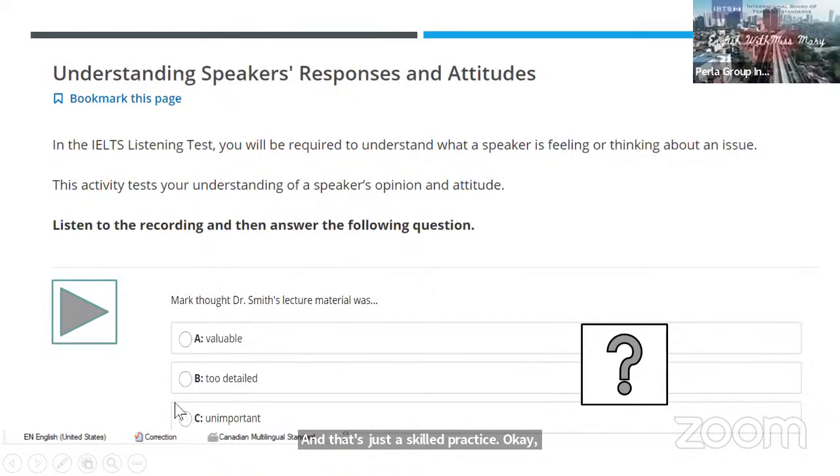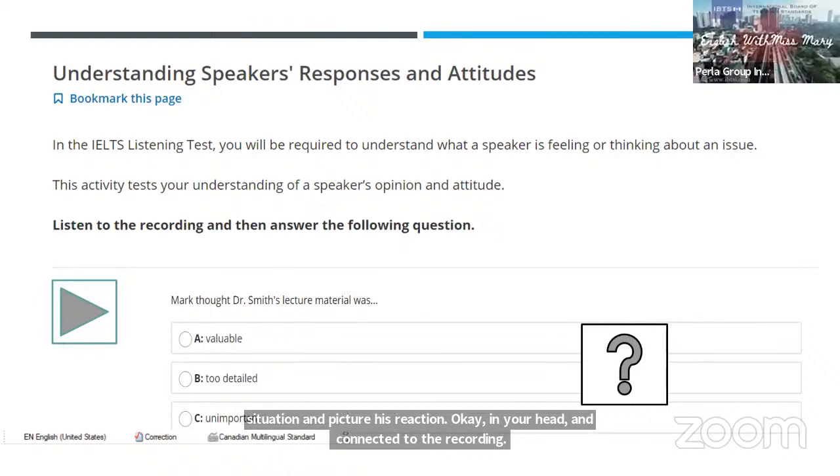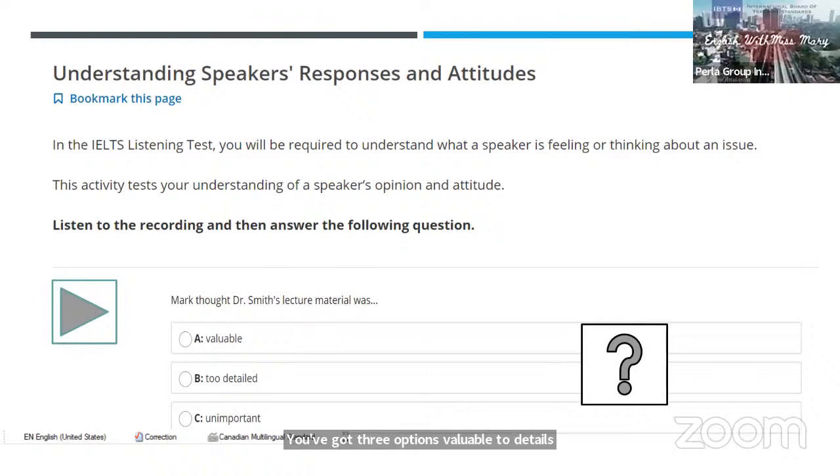As we said, last but not least, sometimes the answer is basically the attitude. So how the person reacted to that information. They will ask you, for example, what Mark thought Dr. Smith's lecture material was. We will listen to that recording, but I just need you to think about how he feels in that situation and picture his reaction in your head and connect it to the recording. You've got 3 options: valuable, too detailed, or unimportant. Okay, we'll listen to that audio.